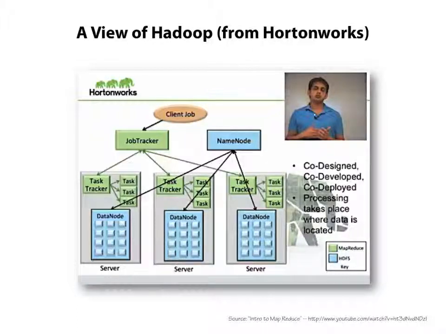Then they have 3 additional servers with HDFS data nodes, and they're showing the 3-part redundancy there for each piece of data. And then they're showing task trackers. So the job tracker is the method by which the MapReduce jobs are created and run, and the task trackers run the individual portions of each job on each data node.